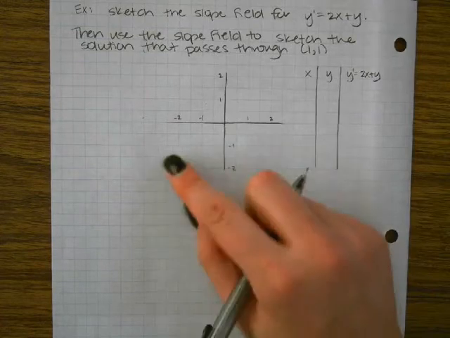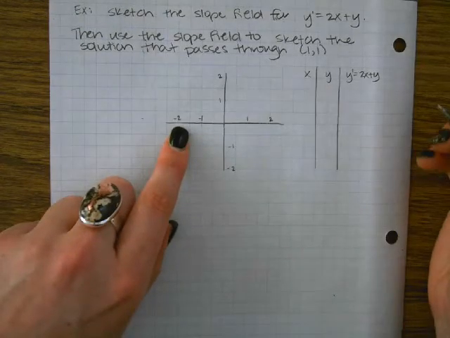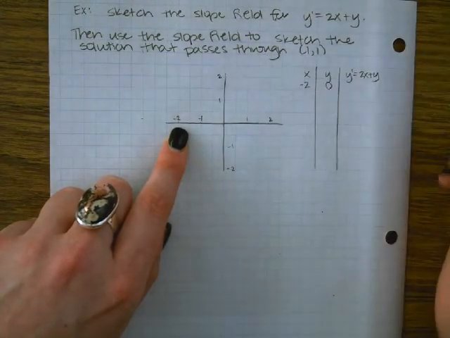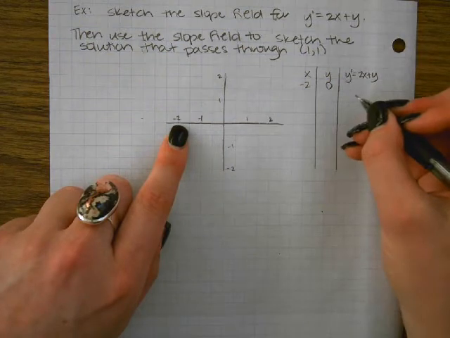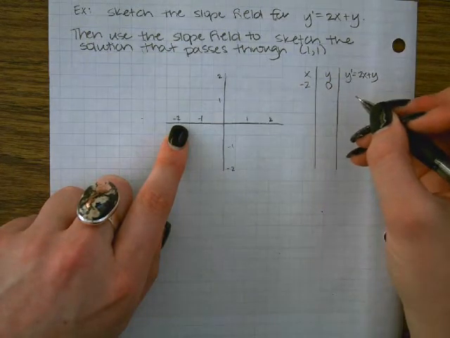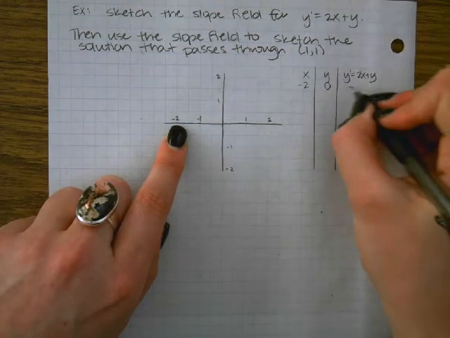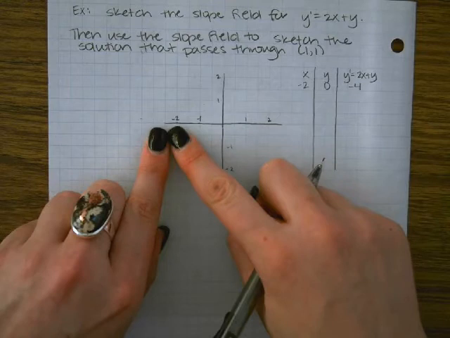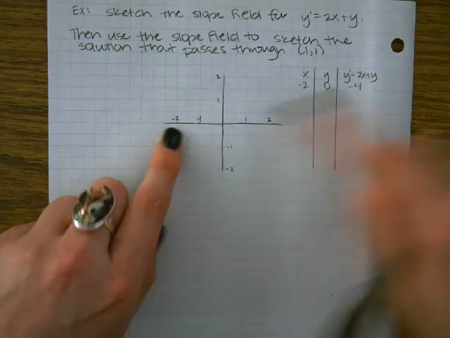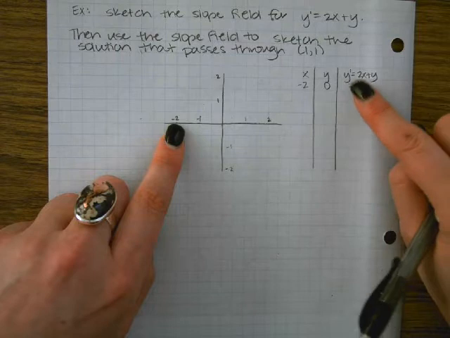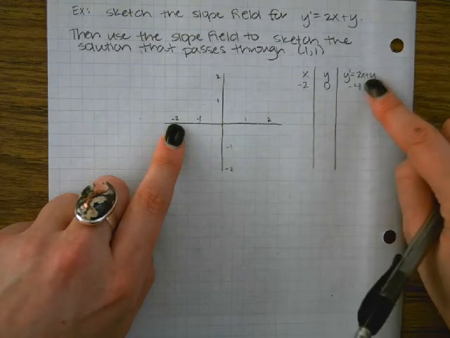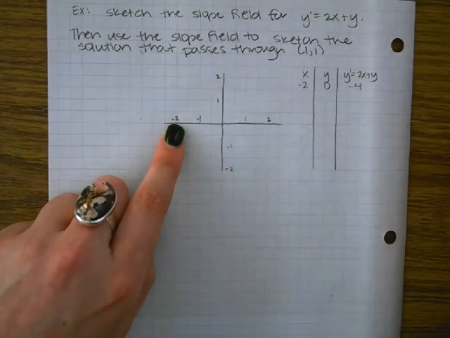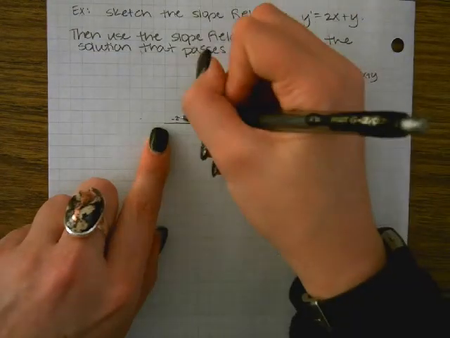All right. So if we start looking at some of these, if we have the point here at -2, 0, what would the slope be at -2, 0? -4. I'm getting the point because I'm just looking at a point on the graph, and then I'm plugging it in here to get the slope. So 2 times -2 is -4 plus 0. It's -4. So that's a pretty steep negative slope, right? So make it pretty steep.